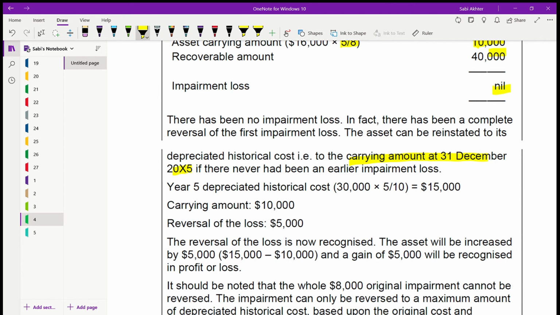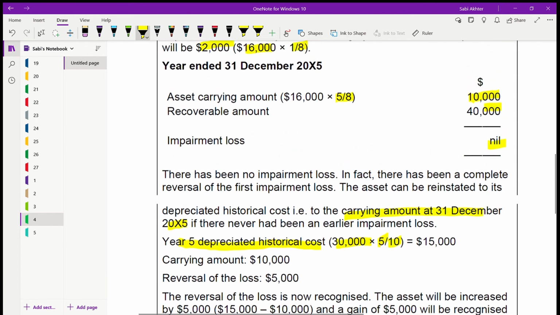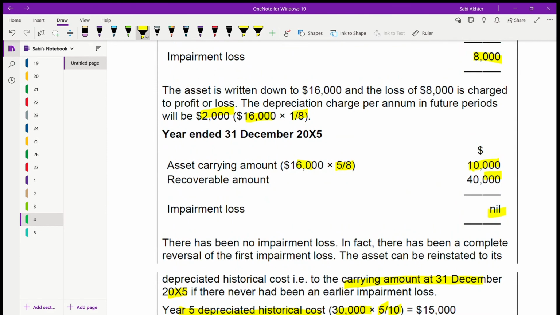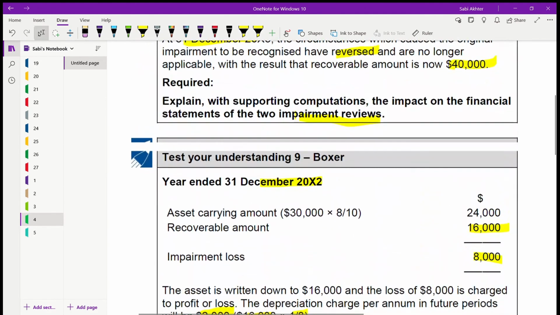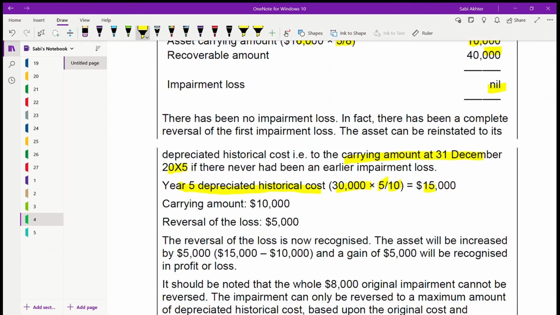If there has never been an early impairment loss, so what is the amount? So the year 5 depreciated historical cost. Originally the depreciation was over 10 years. For how many years depreciation you need to deduct? 5 years, starting from 2001 to 2005, 2001, 2002, 2003, 2004, 2005, and on 30,000 because this is the cost. Don't take the recoverable amount 16,000. No, you have to take 30,000. That was the original cost, if no impairment loss had taken place. So this was the depreciated historical cost, 15,000.